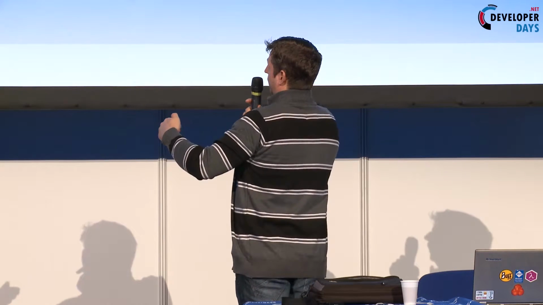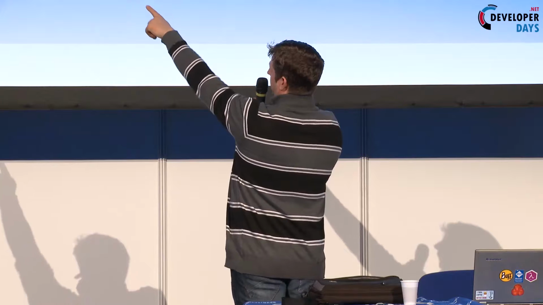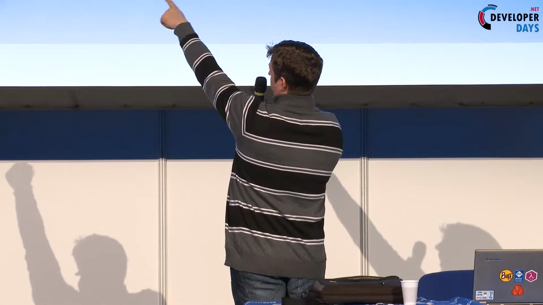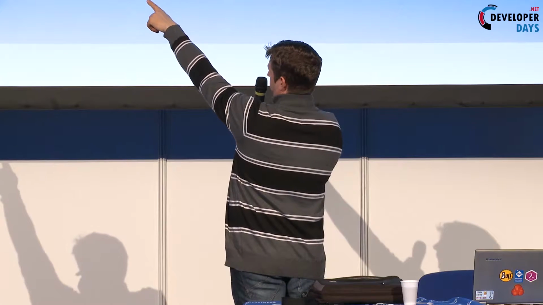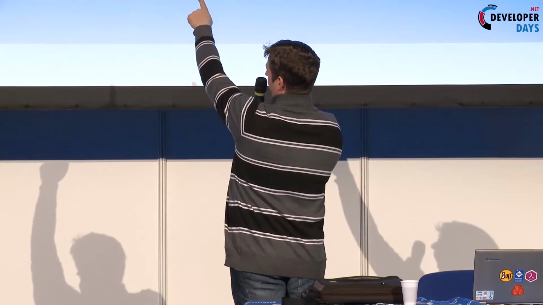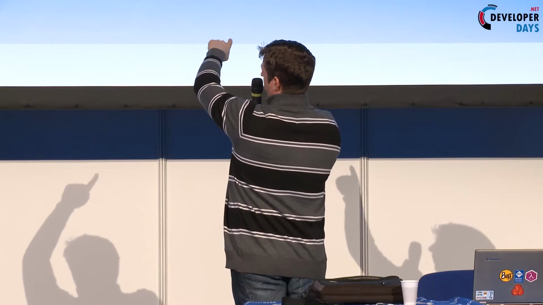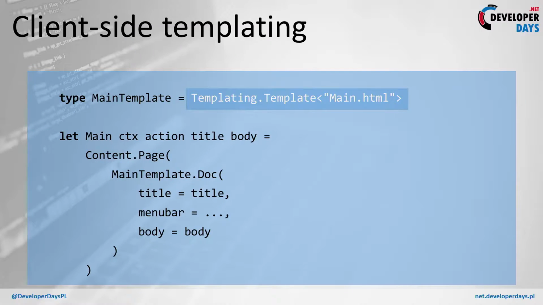So this type provider looks at this HTML file, it finds some placeholders and some special annotations, and then generates some code for us. And it happens to generate code in such a manner that I can then instantiate this template in the middle of this slide. It says main template.doc, and then title equals something, menu bar equals something, body equals something. That is the instantiation. That's because those placeholders are assumingly in that HTML file.